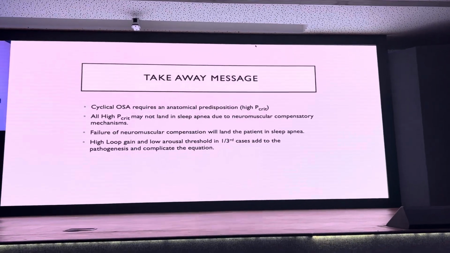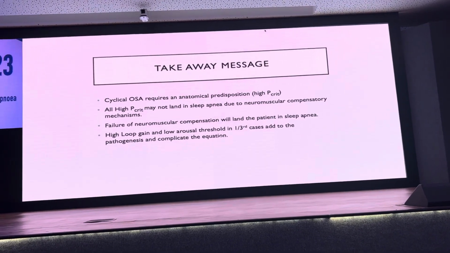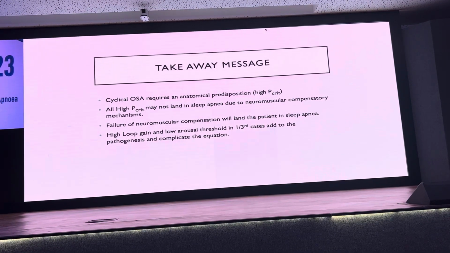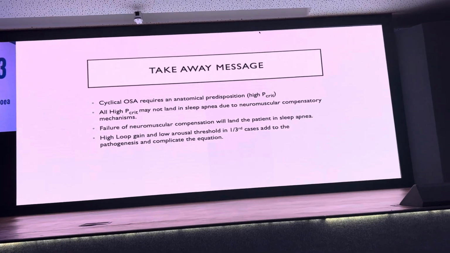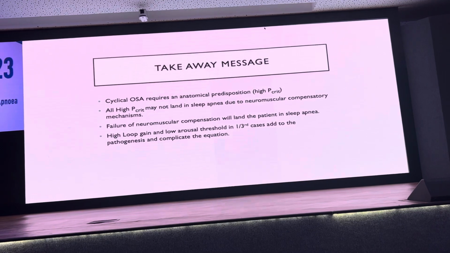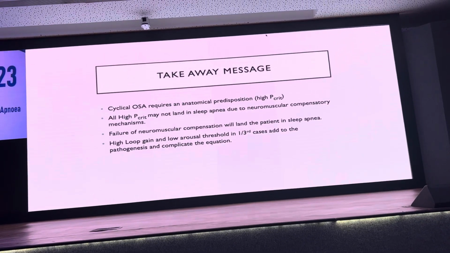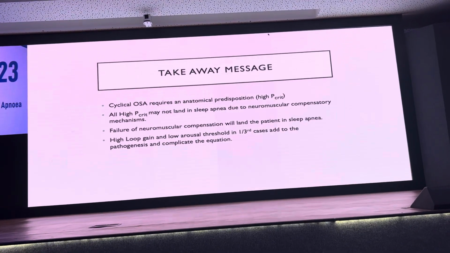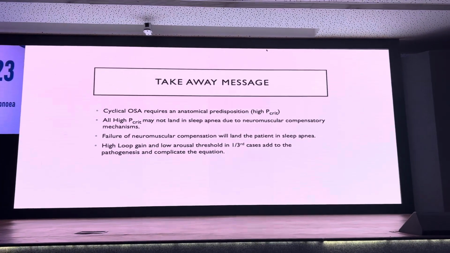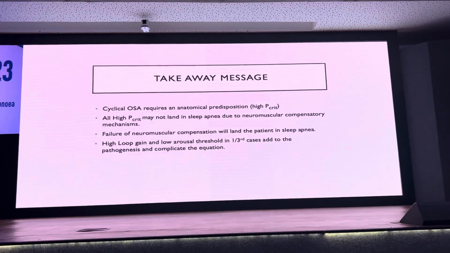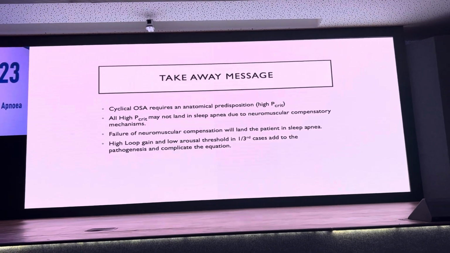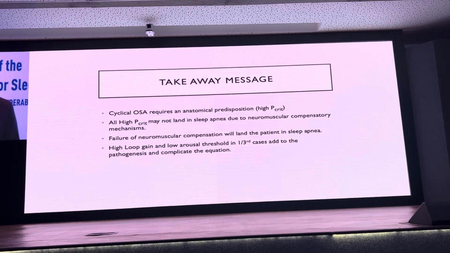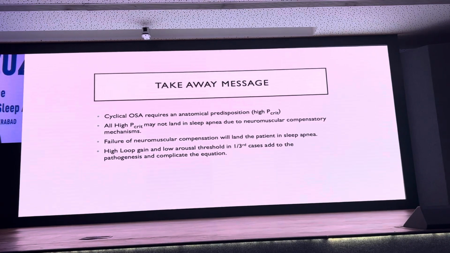So the take-home message that I wanted to drive home here is that cyclical OSA requires a poor anatomy as a prerequisite. Poor anatomy means a high critical pharyngeal pressure, a high Pcrit, which means that the oropharynx is highly collapsible. However, though the patient has a high Pcrit, it doesn't mean that he will land up in a sleep apnea state. The neuromuscular compensatory mechanisms are always there to rescue the patients. However, failure of these neuromuscular compensatory mechanisms will land the patient in sleep apnea. And that is why, as a patient ages, the sleep apnea prevalence becomes more and more.